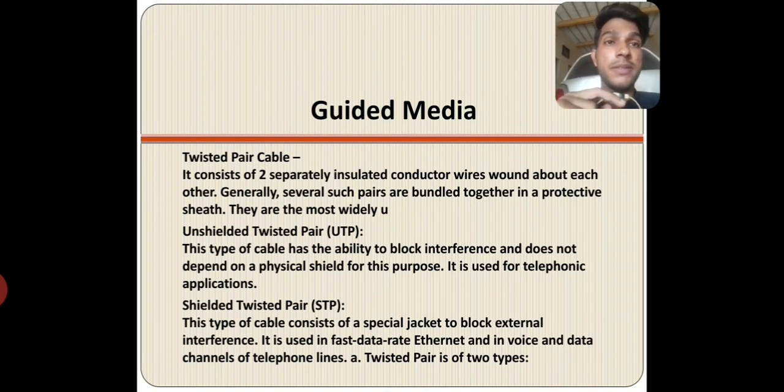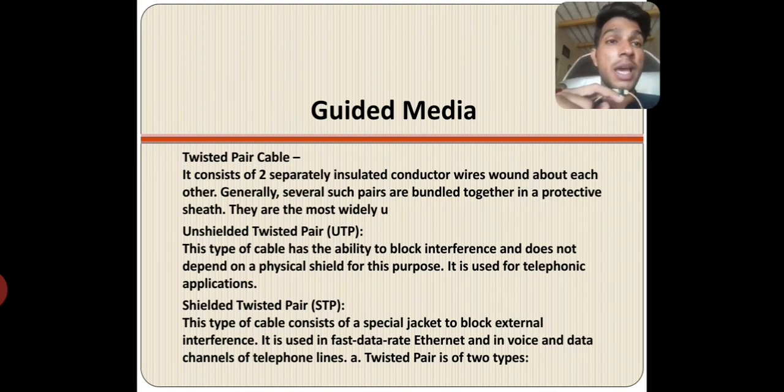Twisted pair cable consists of two separately insulated conductor wires wound about each other. Generally, several such pairs are bundled together in a protective sheath. They are the most widely used. These are the guided media types. Second one is unshielded twisted pair, UTP.